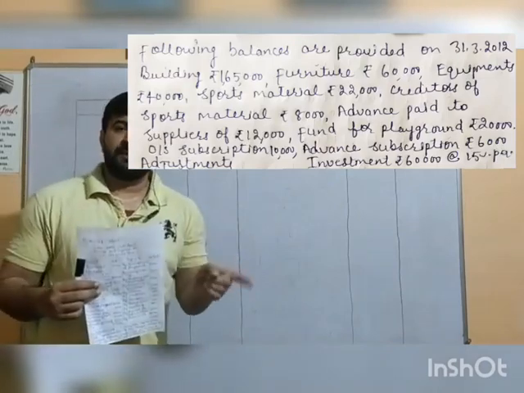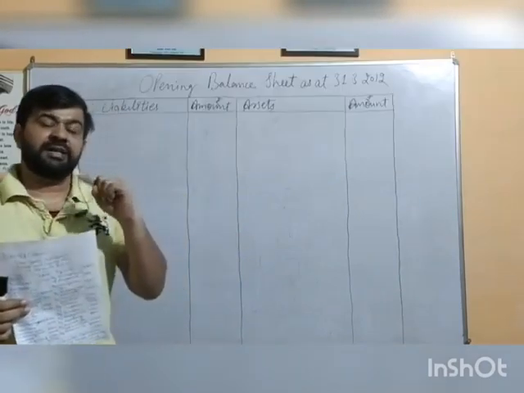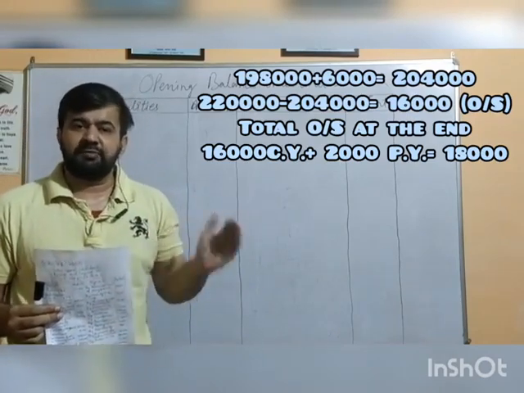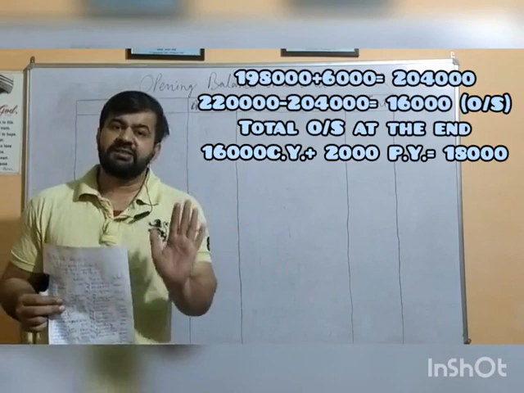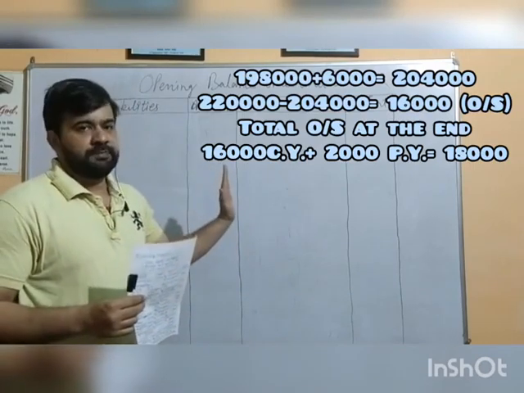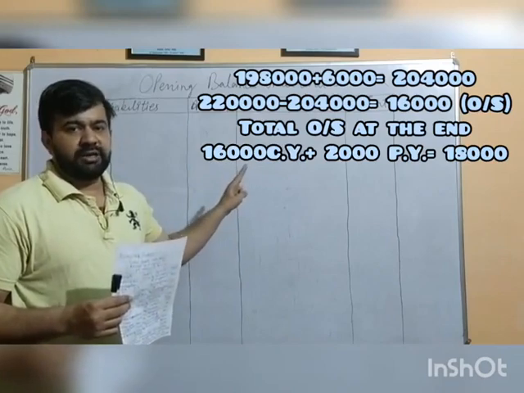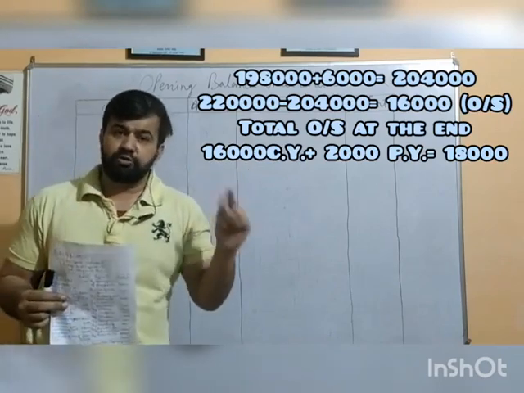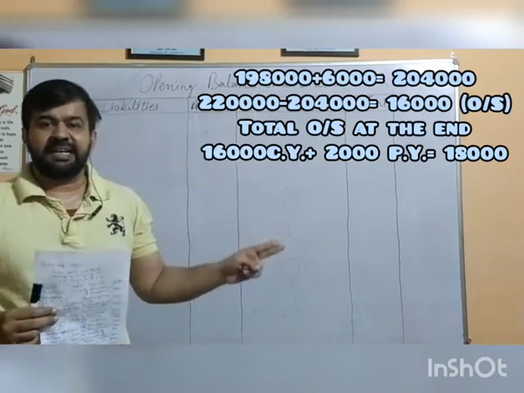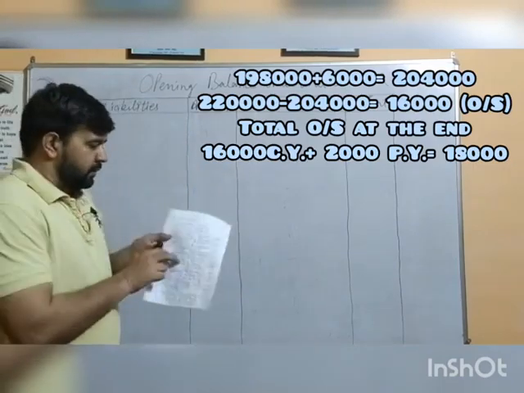So 1,98,000 plus 6,000 that was received in the previous year related to the current year, 2,04,000 we have received so far in the name of the current year. 16,000 is still outstanding. That firstly is to be added in the subscription shown on the income side of the income and expenditure account. Then the 16,000 will be shown along with rupees 2,000 outstanding subscription of the previous year on the asset side of the closing balance sheet.